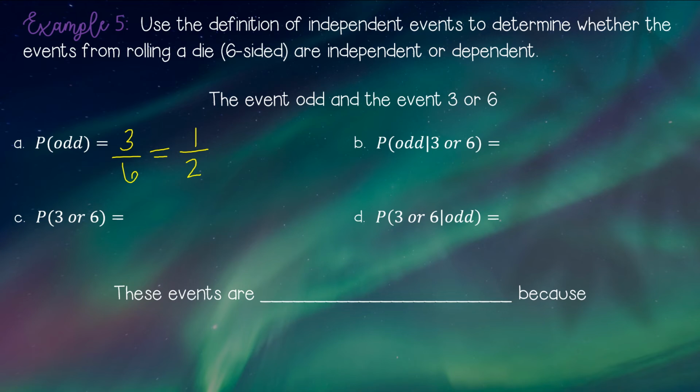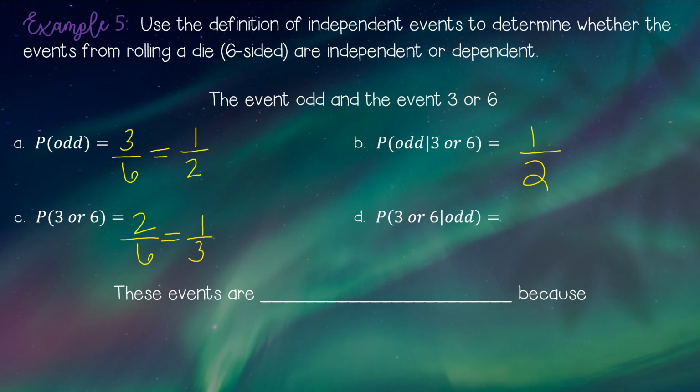Okay, what about the probability of 3 or 6? Well, the probability of 3 or 6 would be 2 out of 6, which is 1/3. Now let's look at the probability of odd given it's a 3 or a 6. So the probability of it being an odd value, if it's a 3 or 6, well, 3 is odd, but 6 is not. So you have a 1 in 2 chance of it being odd.